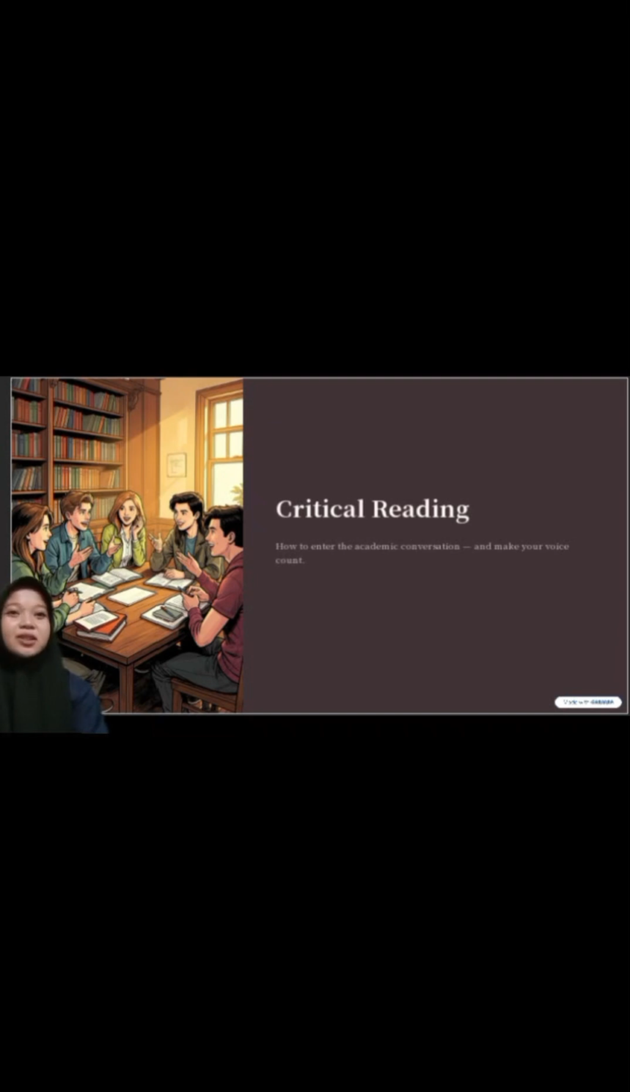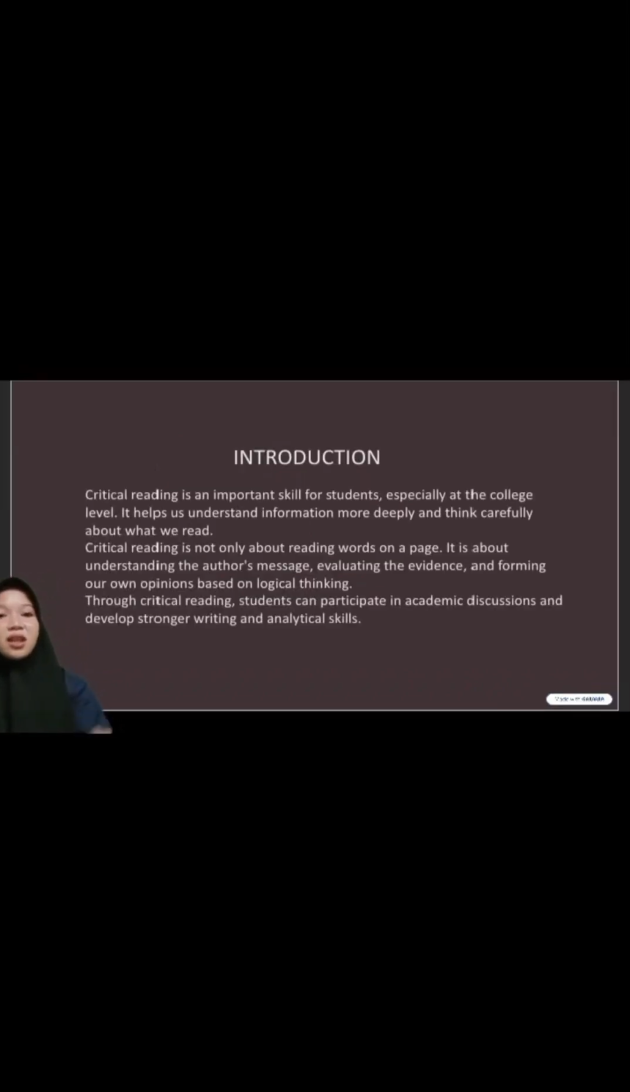Today, our group will discuss critical reading, how to enter the academic conversation and make your voice heard. Before we begin, let me introduce our group members. I am Krisnawanti, the first speaker, and the second speaker, Sri Ayu Dewi Ratnasari, and the last speaker, Liza Navia Savitri. Now, let's start our presentation.